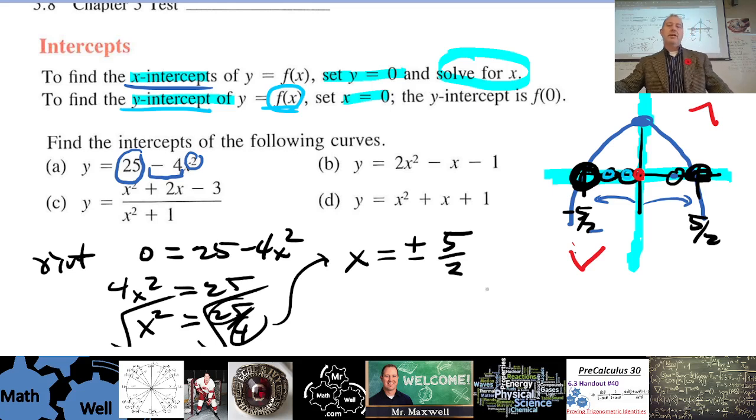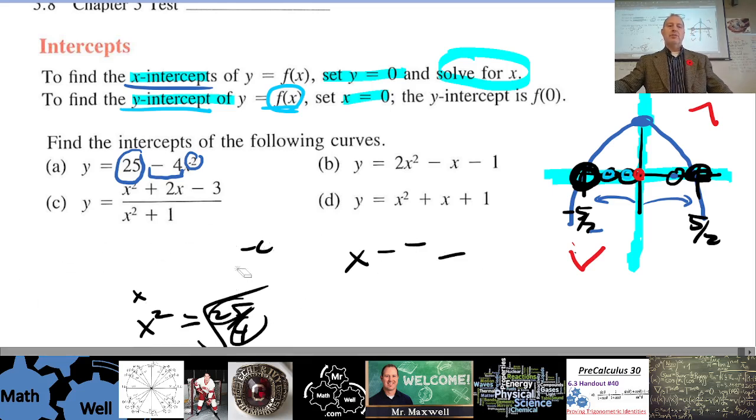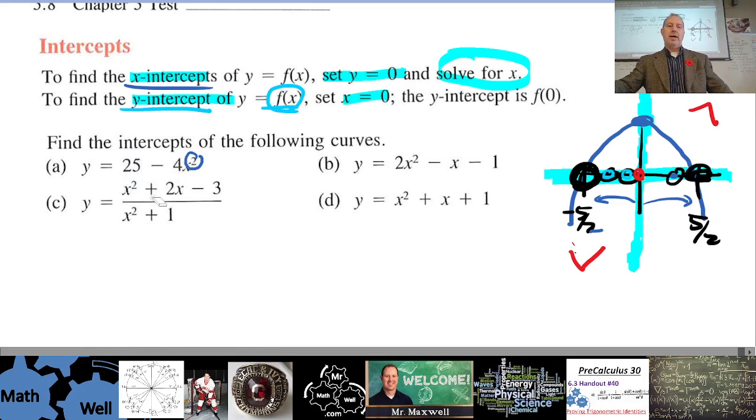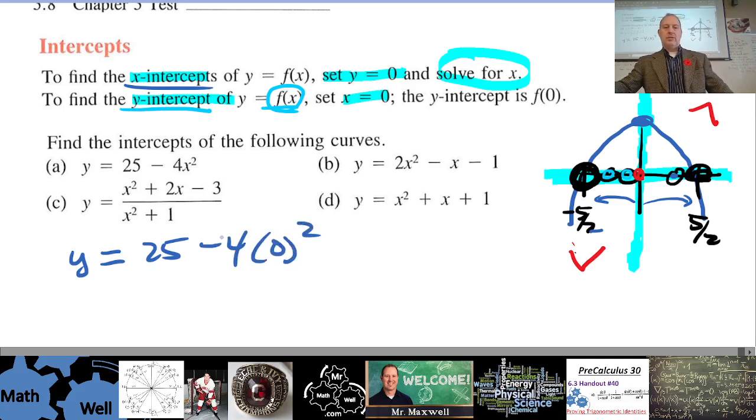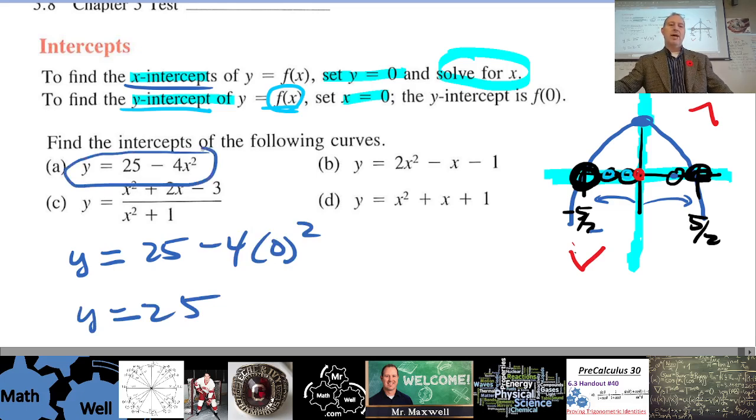right? All right, so the y-intercept, this one's easy too. So we simply let x equals 0 and solve for y, right? So 25 minus 4 times 0 squared, which is y equals 25. And we know as a quadratic, the constant is the y-intercept always, and that's y. Okay? So you do the same thing here.